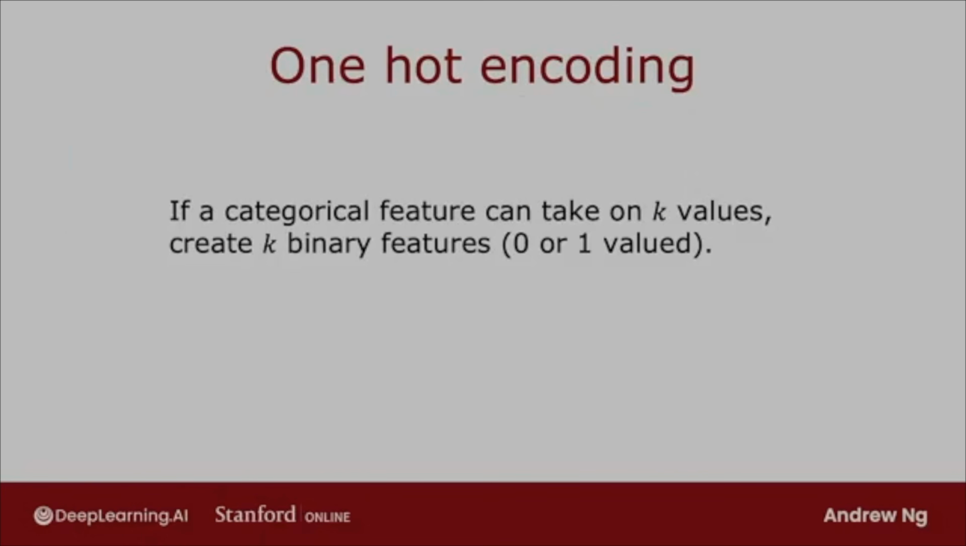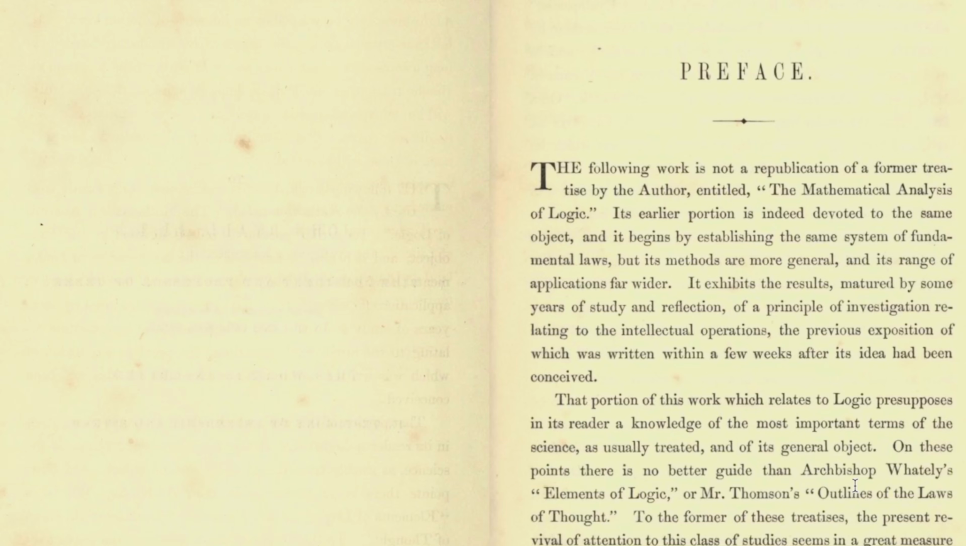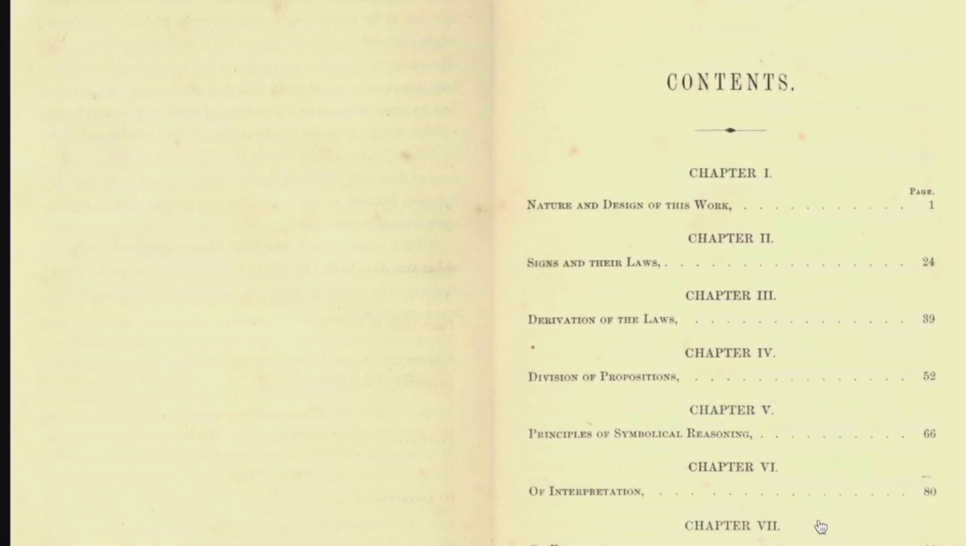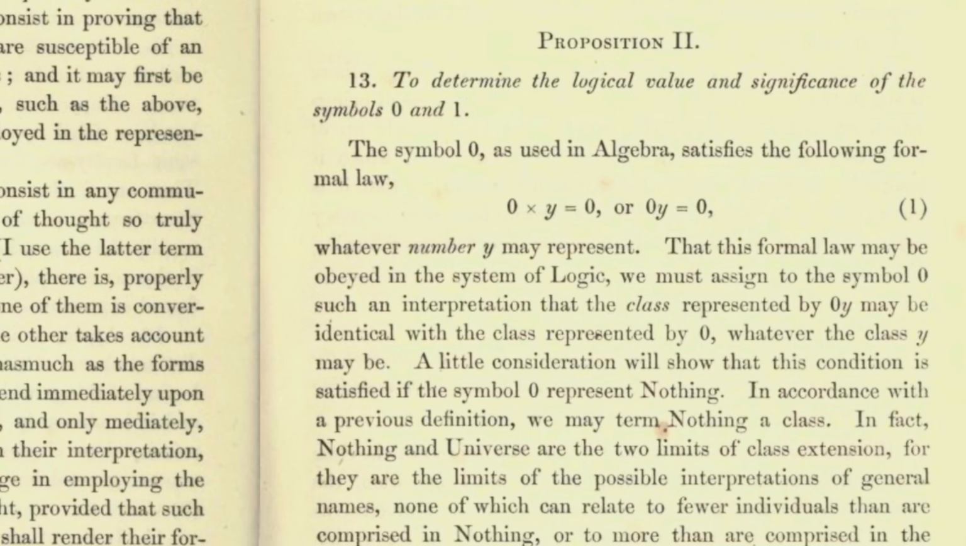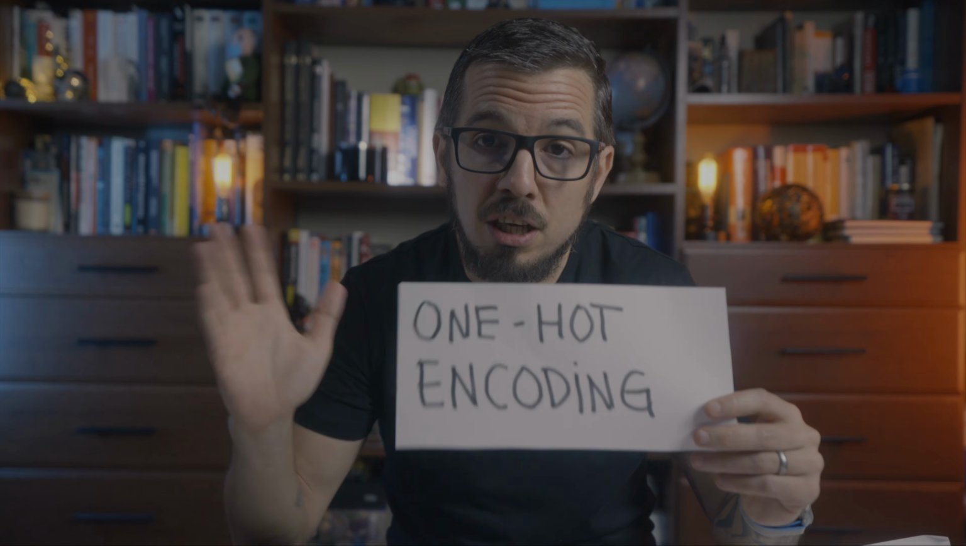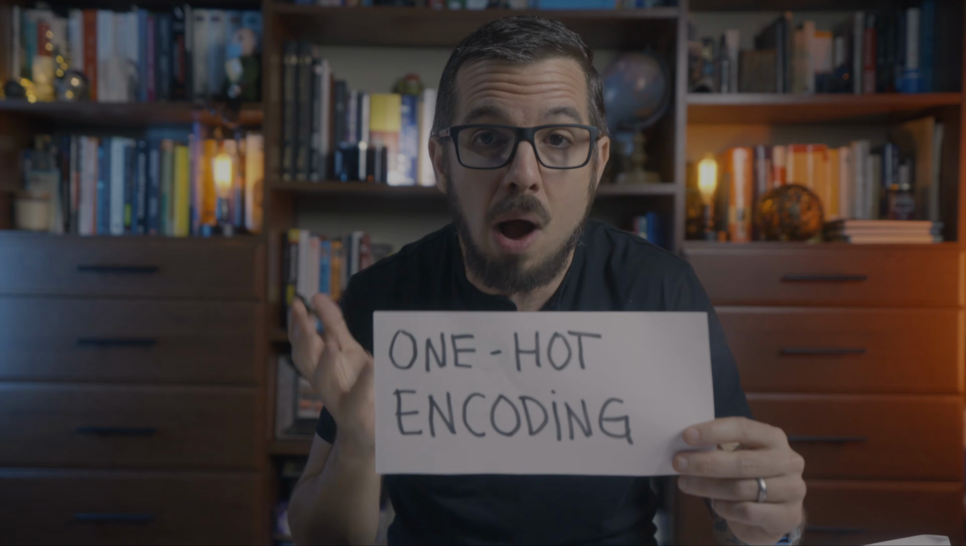If a categorical feature can take on k possible values, then we will replace it by creating k binary features. Completely unnecessary, but I found this book online from 1854 written by George Boole, where he talks about using zeros and ones in a clever way to represent a category with multiple values. Today, we call this concept dummy variables, and specifically in machine learning circles, we call it one-hot encoding.